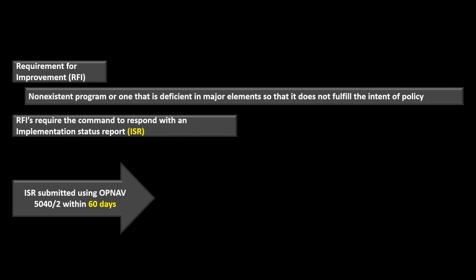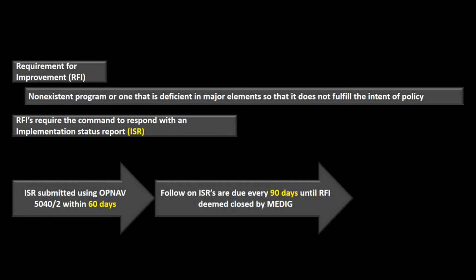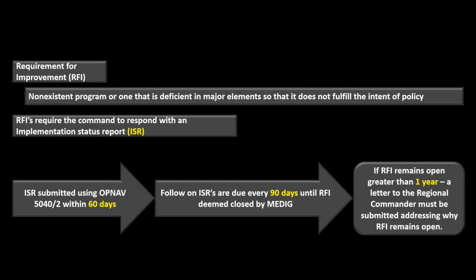And if that 60 days doesn't close it out, you're going to submit follow-on ISRs every 90 days until it's deemed closed by the MEDIG. All right, so the initial implementation status report after getting a requirement for improvement, 60 days, and then every 90 days until it's closed, until that program is now meeting policy. Now, if we get to a year, and if an RFI remains open greater than a year, then a letter needs to be sent to the regional commander addressing why the RFI remains open.